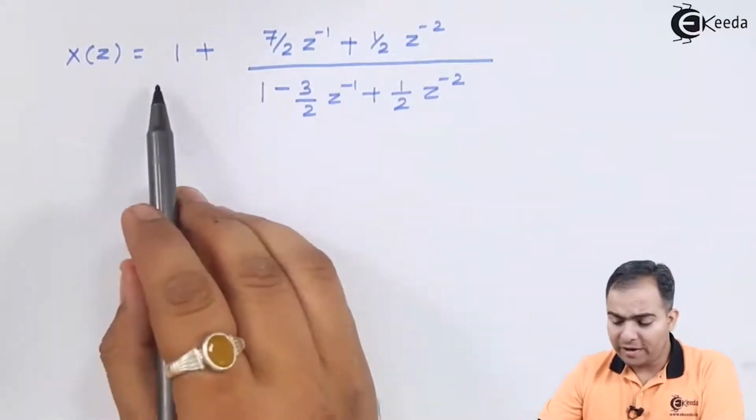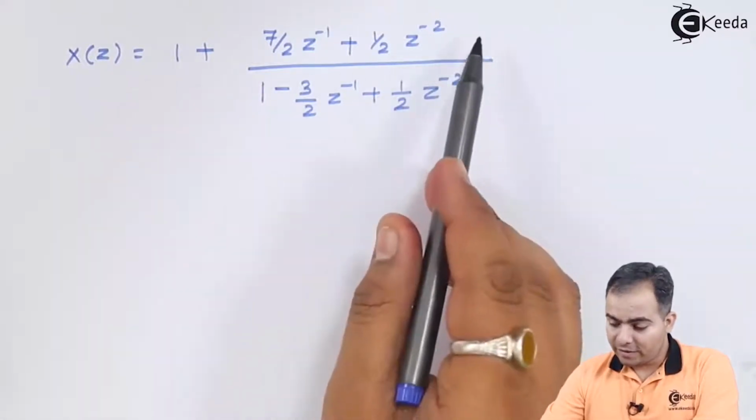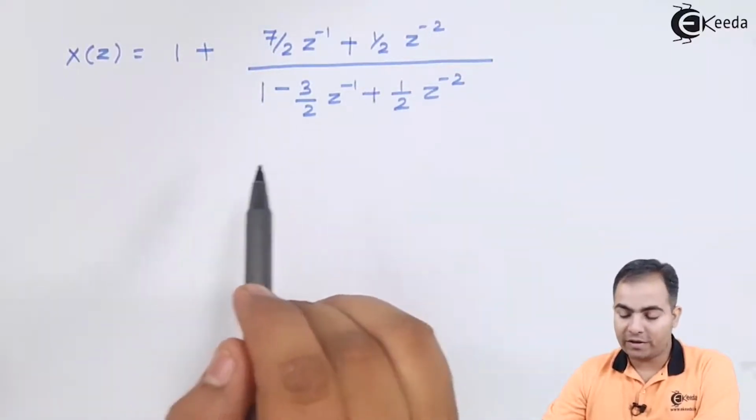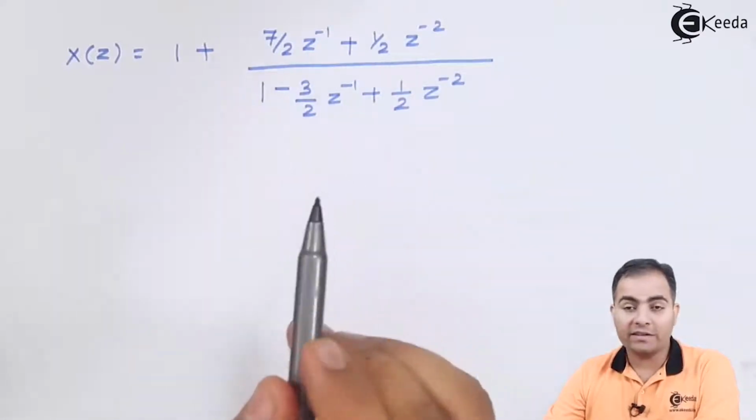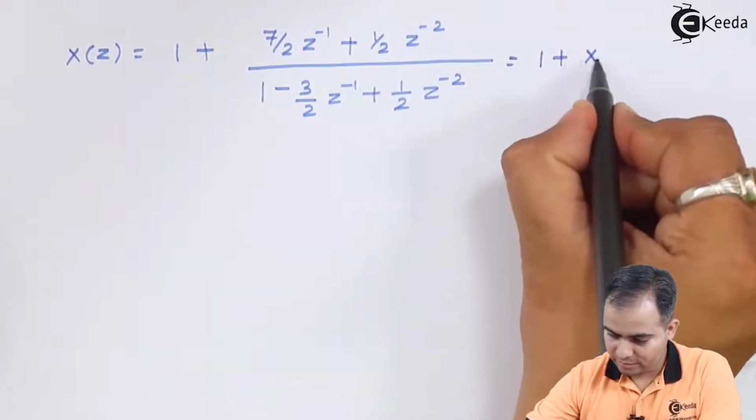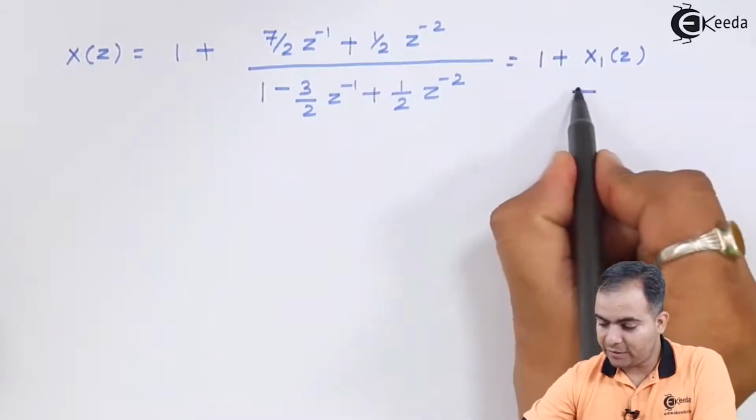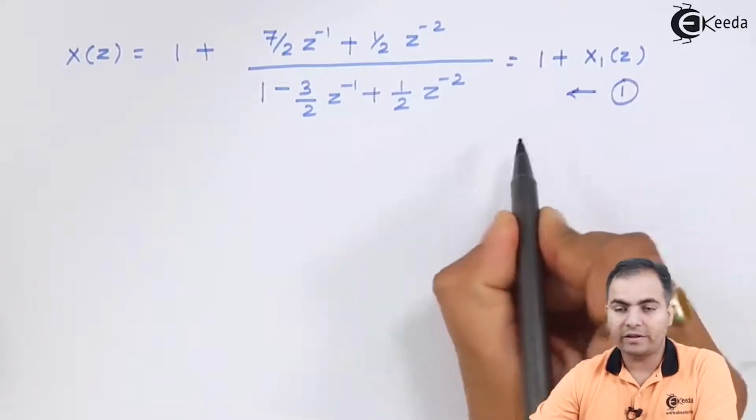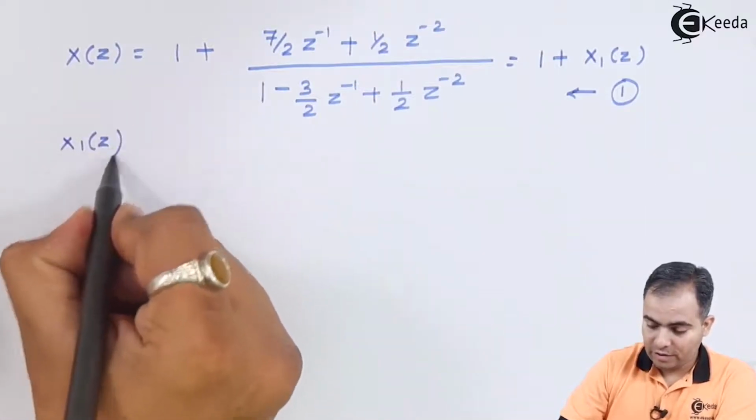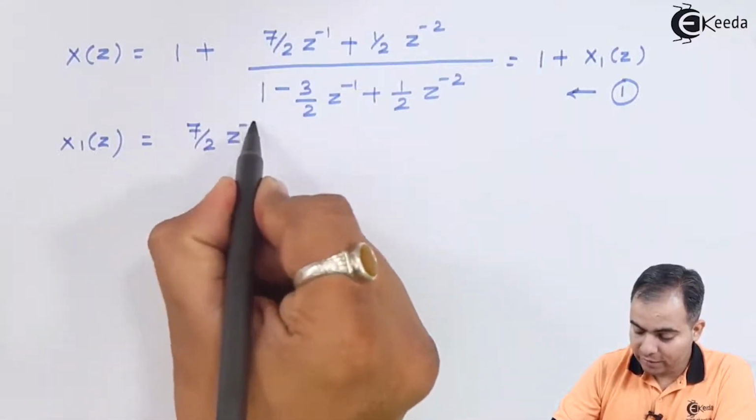Now, we can directly move on to the inverse Z transform, but the problem is that we cannot directly obtain the inverse Z transform of this whole part. So I'm going to consider this whole part as my X1(z). Let's say this is my equation number 1. So my X1(z) is 7/2 z^-1 plus half z^-2, divided by the denominator.